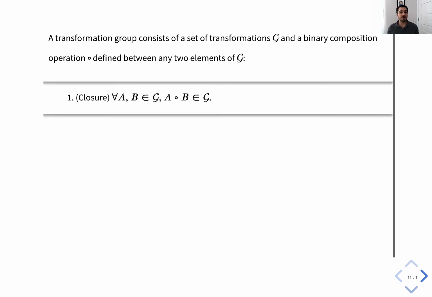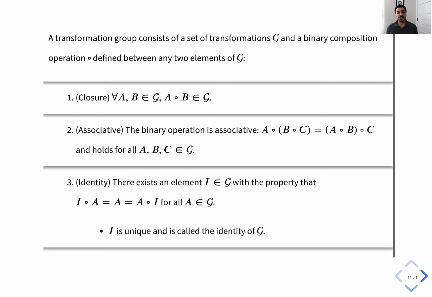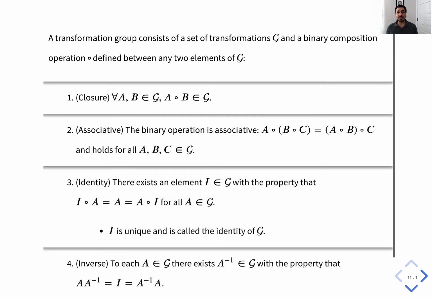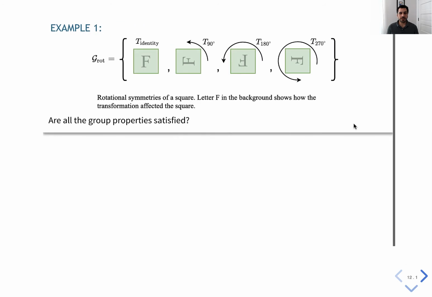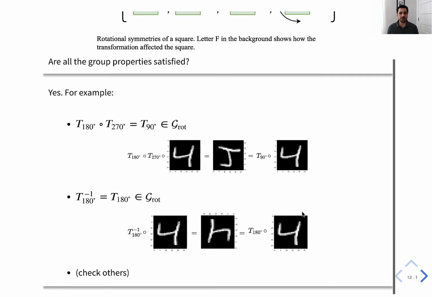It must have closure so that transformations, when composed, they still are in the group. They must be associative, have an identity, and have an inverse. And this is a very important part. So all group transformations must have an inverse. For instance, a rotation group, we have 90-degree rotations. All the group transformations here are satisfied.